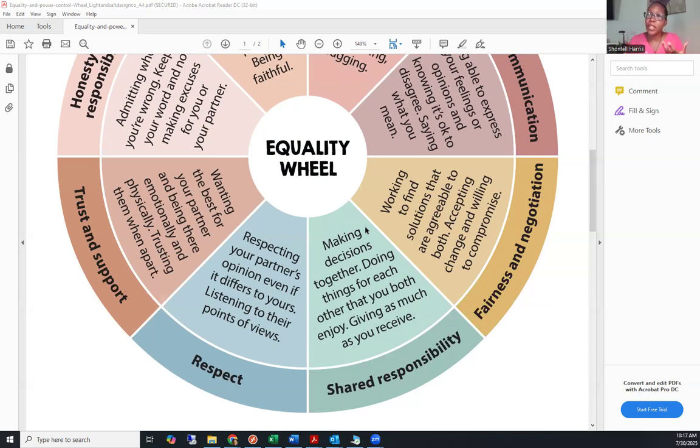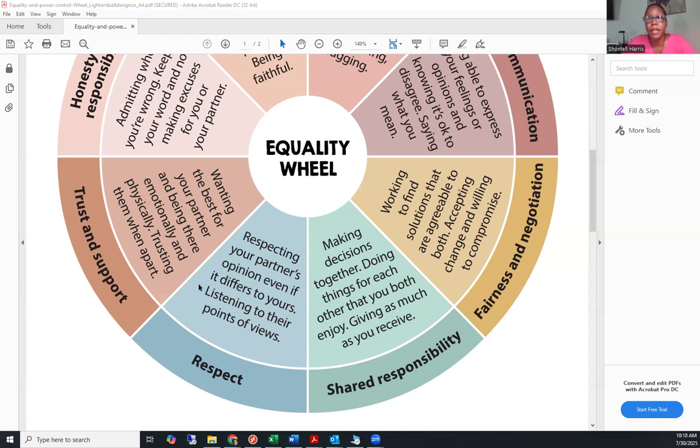And then maybe have conversations. Sometimes people do family meetings and it's discussed, like they put stuff on the table and vote on it or look at what's the best possible way to handle it and look at all the ways this could work, all the ways that it couldn't work, and then come to some type of conclusion. The next one is respect. Respecting your partner's opinion, even if it differs from yours, and listen to their points of view.